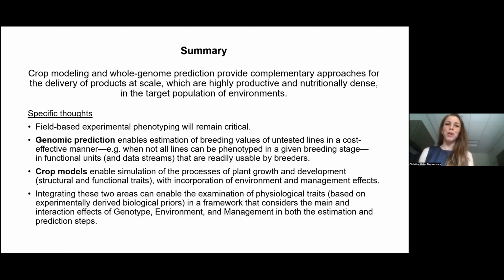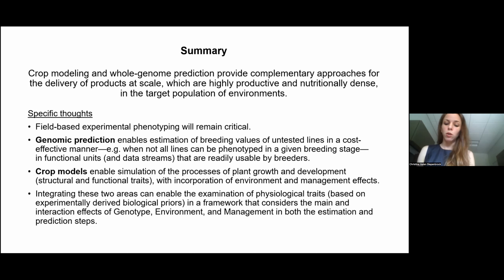Of course, these models do not replace phenotyping. The experimentation and phenotyping thereof will continue to be critical. Again, genomic prediction and crop models end up being complementary for reasons mentioned. Again, we're seeking to use the same data streams already in use by breeders.